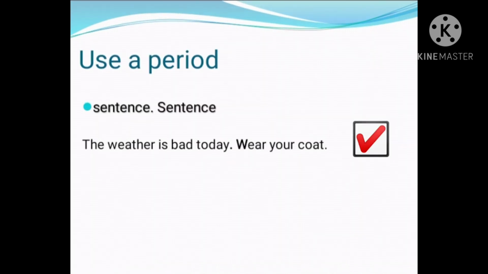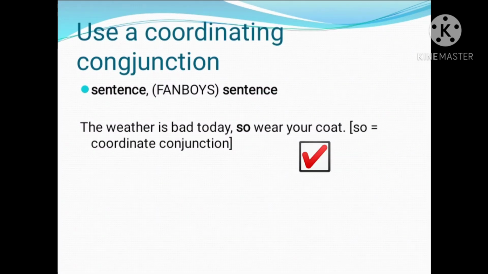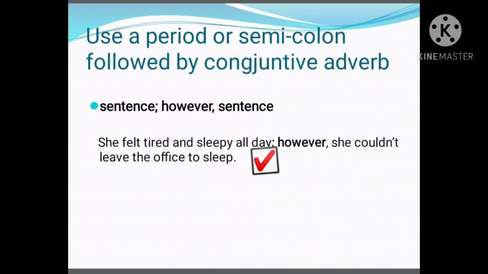For the first, use a period. For example, the weather is bad today. Wear your coat. And the next, use a semicolon. For example, the weather is bad today; wear your coat. And use a coordinating conjunction. For example, the weather is bad today, so wear your coat. So is a coordinating conjunction. Next, use a period or semicolon followed by a conjunctive adverb.